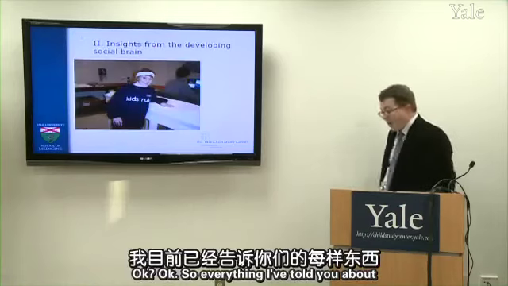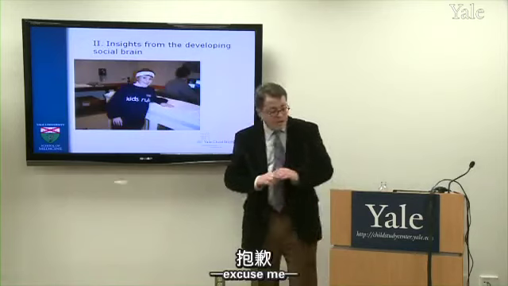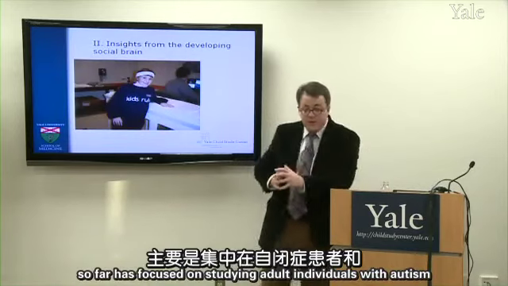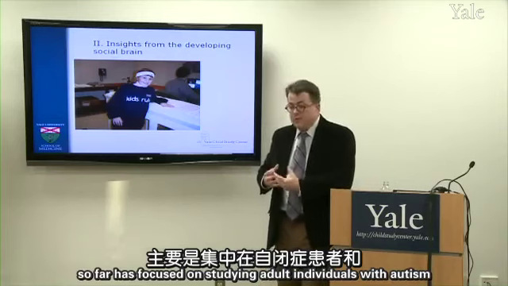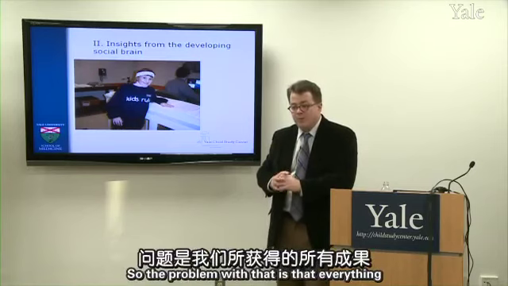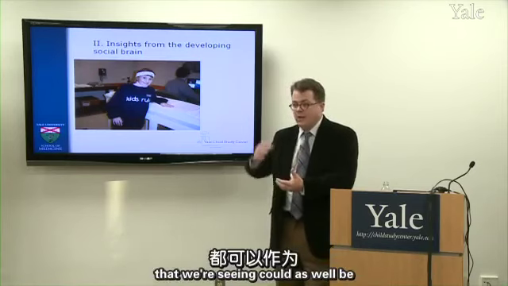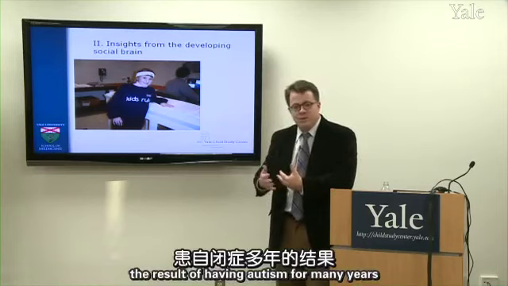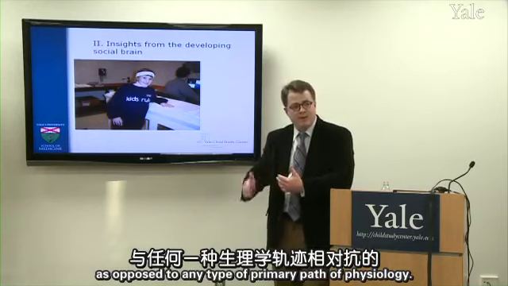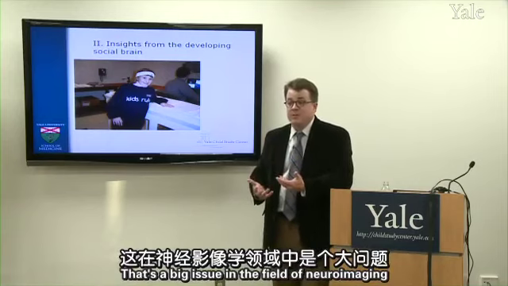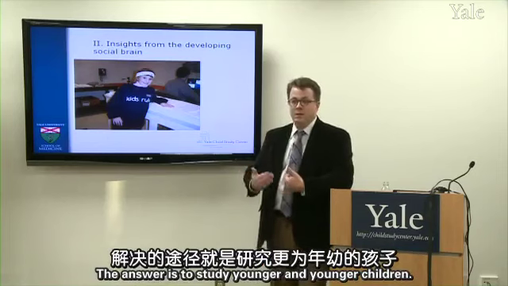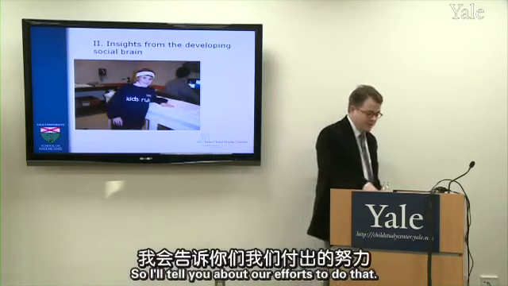Okay. So everything I've told you about so far is focused on studying adult individuals with autism and typically developing adults. The problem with that is that everything we're seeing could as well be the result of having autism for many years as opposed to any type of primary pathophysiology. That's a big issue in the field of neuroimaging and one that we're all wrestling with. The answer is to try to study younger and younger children. So I'm going to tell you about our efforts to do that.